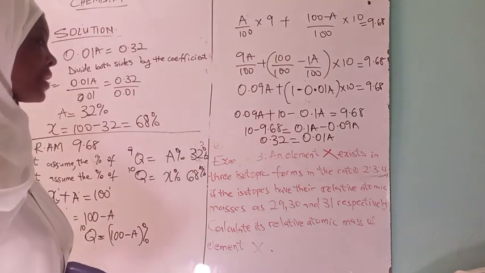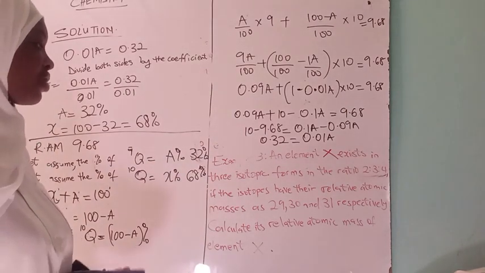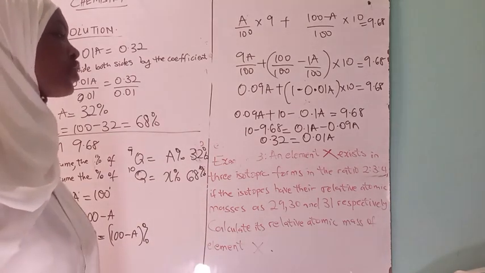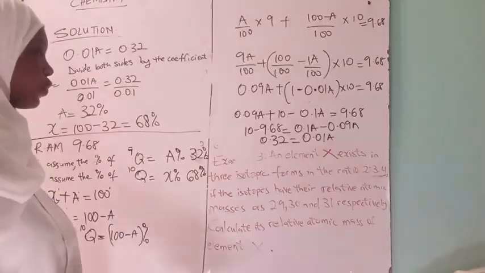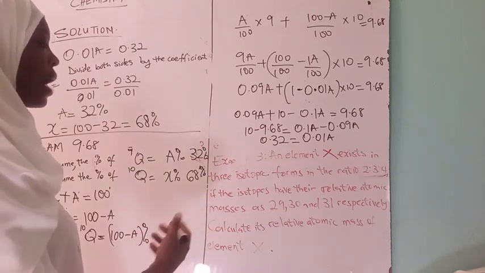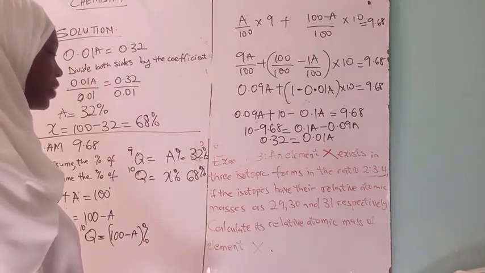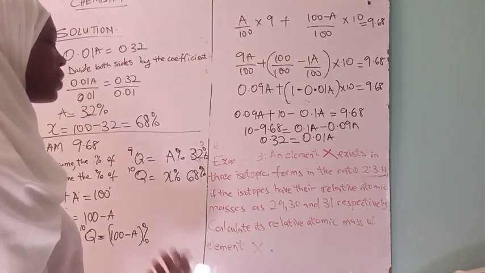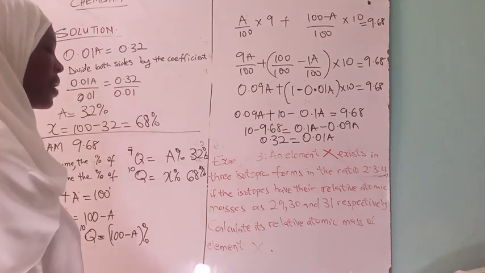Example 3: an element X has three isotopic forms in the ratio 2:3:4. If the isotopes have their relative atomic masses as 29, 30, and 31 respectively, calculate the relative atomic mass of element X.